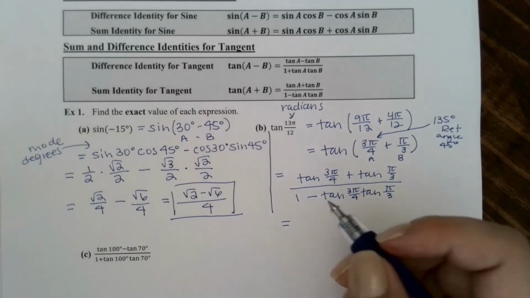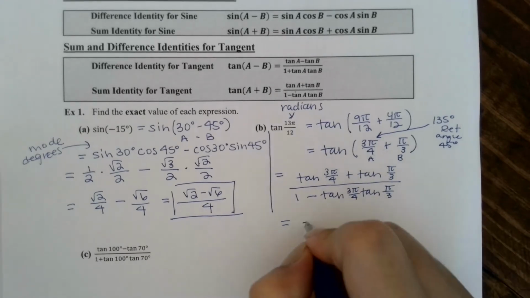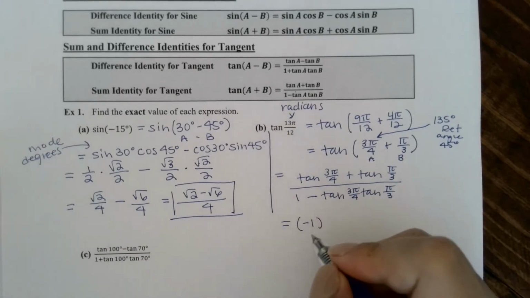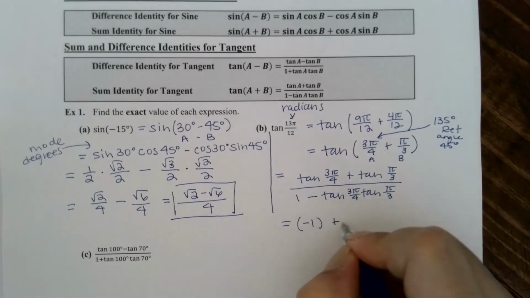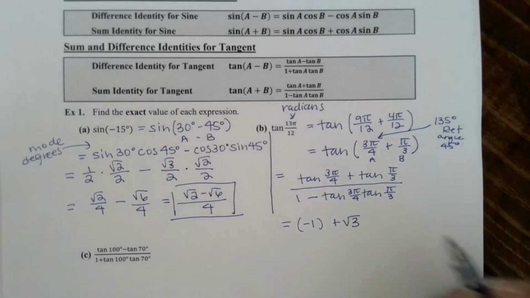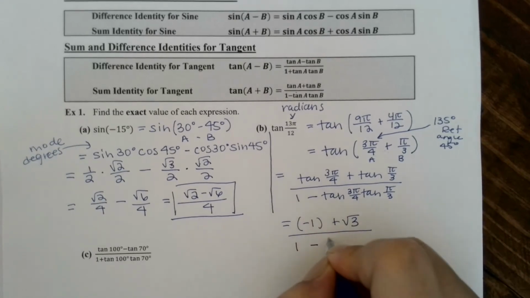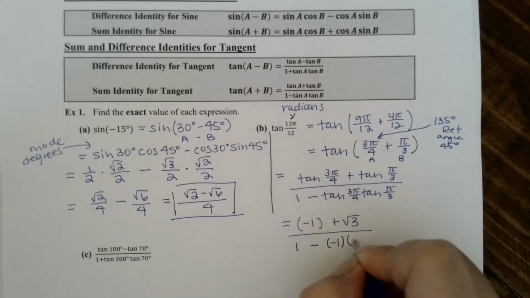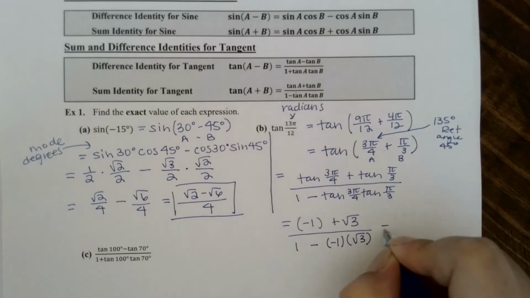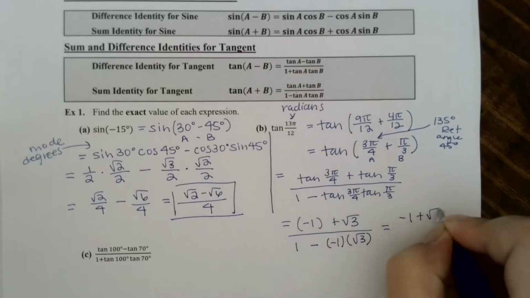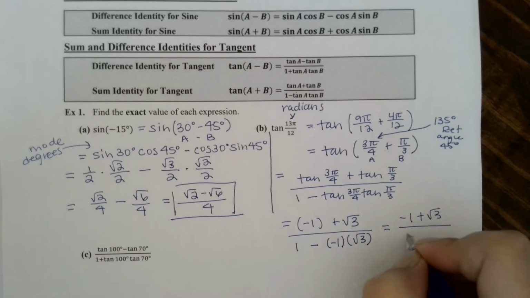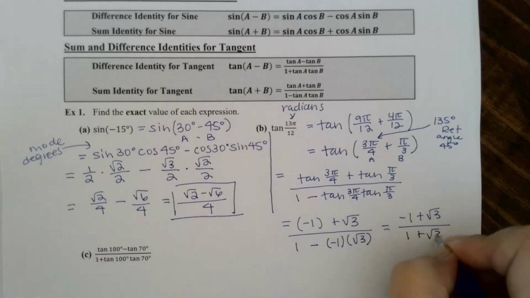Okay, tangent of 3 pi over 4 is going to give me a negative 1. And then tangent of pi over 3 is going to give me a positive square root of 3. So then I have 1 minus negative 1 times the square root of 3. So negative 1 plus square root of 3 over 1 plus square root of 3.